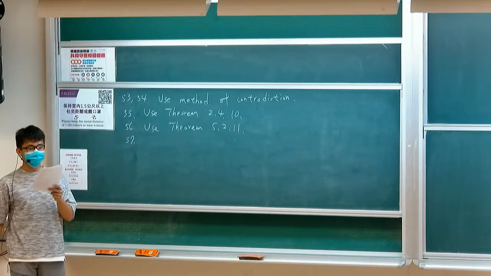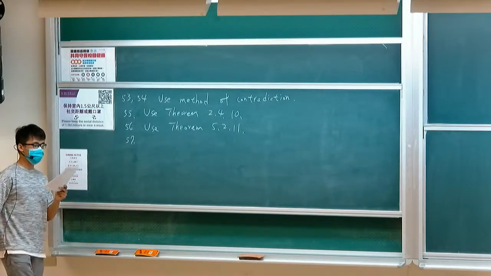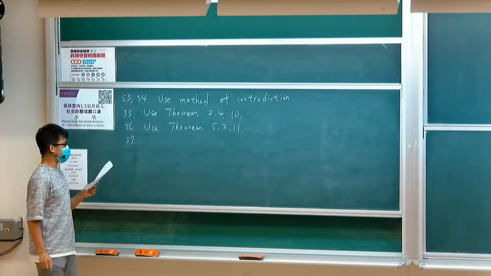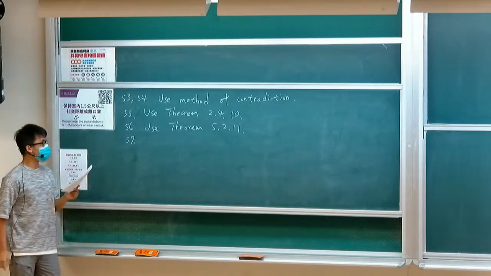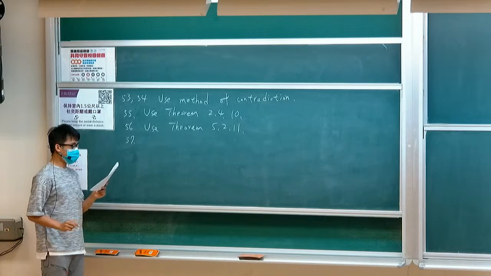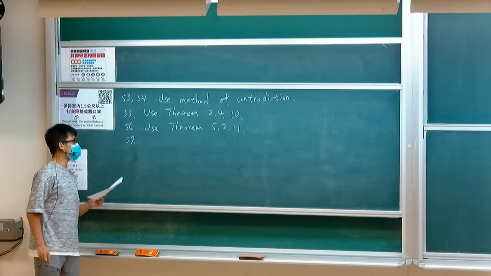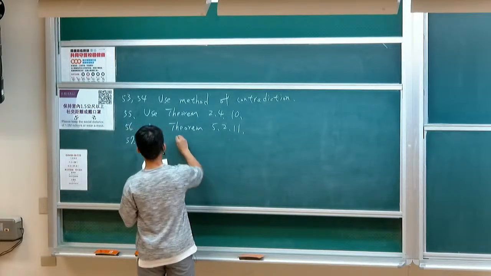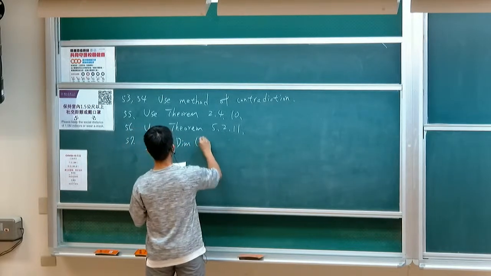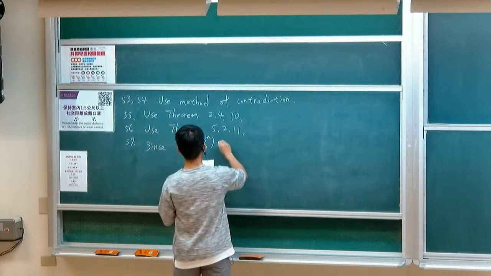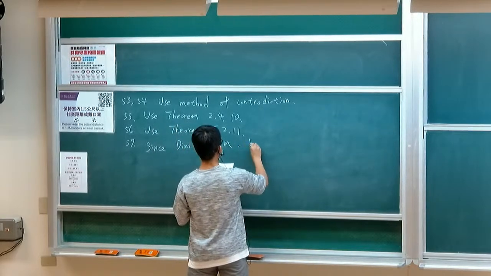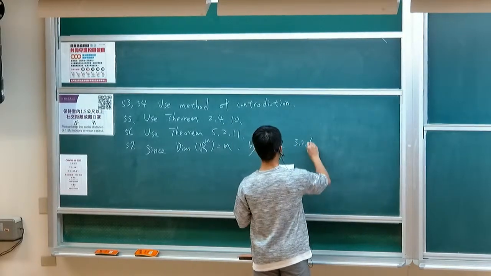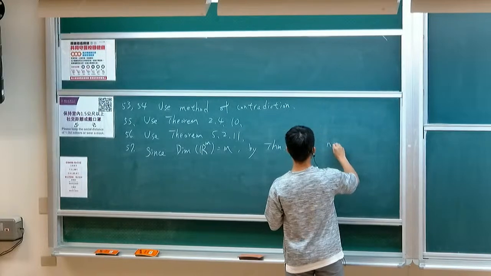Theorem 5.2.6 states that for a finite dimensional vector space, every basis contains the same number of elements. Since the dimension of Rm is m, by this theorem, if the columns form a basis of Rm, then m is equal to n. Since the dimension of Rm is equal to n, by theorem 5.2.6, n is equal to m.